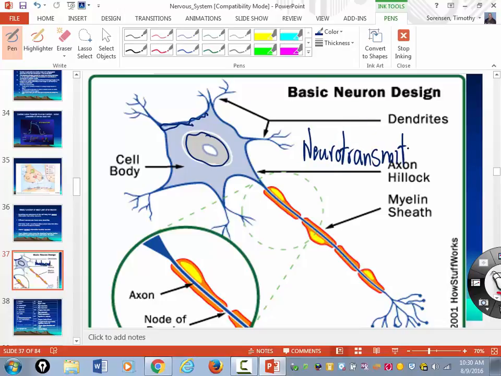So these neurotransmitters are actually formed in the nucleus of the neuron, and then they're transported down the cytoplasm of the axon, and they're stored in the little knob of the axon. That end right there is called the presynaptic knob.